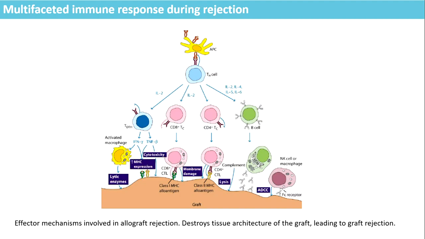And this is just another summary slide, showing the different effects. So again, we're getting antibody release, and antibody-dependent cell-mediated cytotoxicity, so we're getting recruitment of macrophages and natural killer cells. We're also getting a direct action of complement on the graft, and then the involvement of cytotoxic T cells as well. But essentially, all of these mechanisms have a very severe effect on the architecture of the graft, and will ultimately lead to inflammation and tissue remodeling.